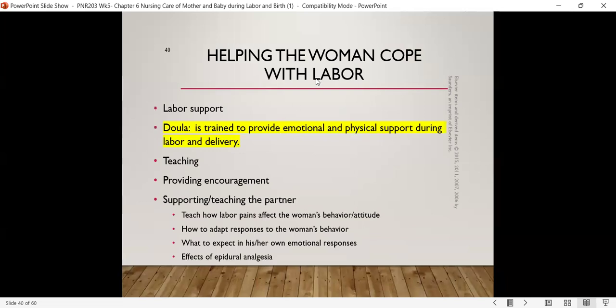So our job is to help the woman cope with labor, okay? Give her lots of labor support.